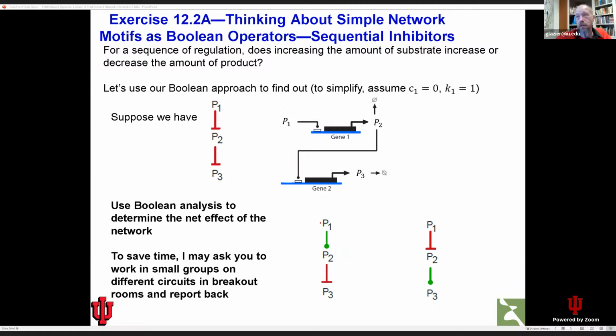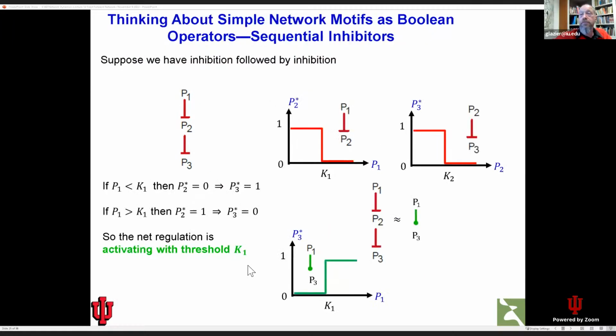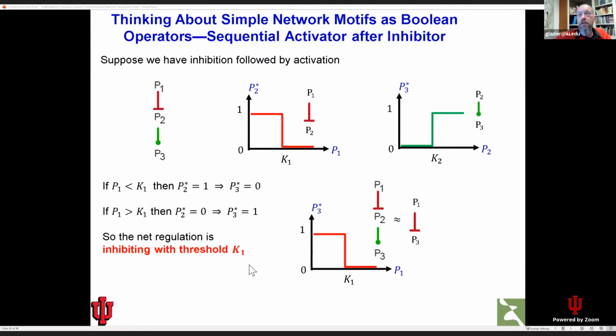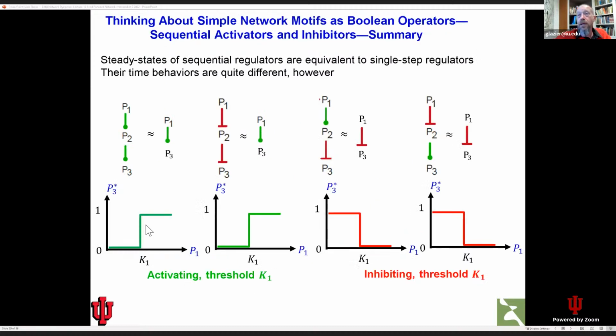Right. So the activate inhibit and inhibit activate for steady states do the same thing. And inhibit inhibit does the same thing as activate activate for the same steady states. Now temporal behaviors are rather different, but the steady states are the same. Okay, great. So everybody got through that just fine. So we can get through those. And there's a little summary of it.